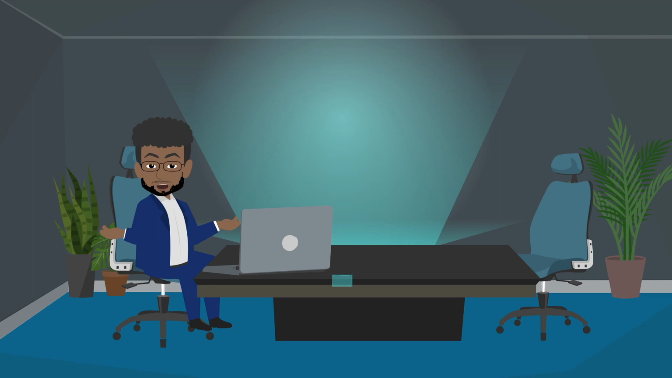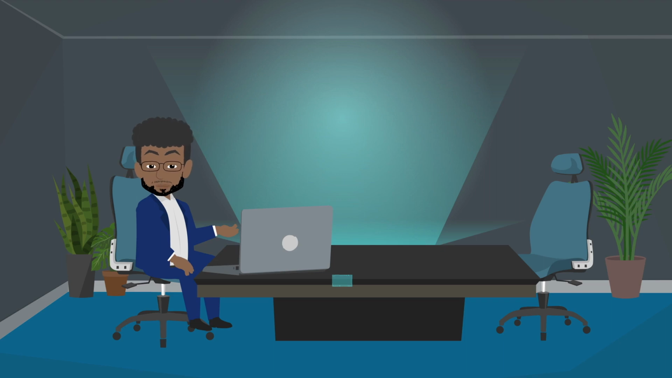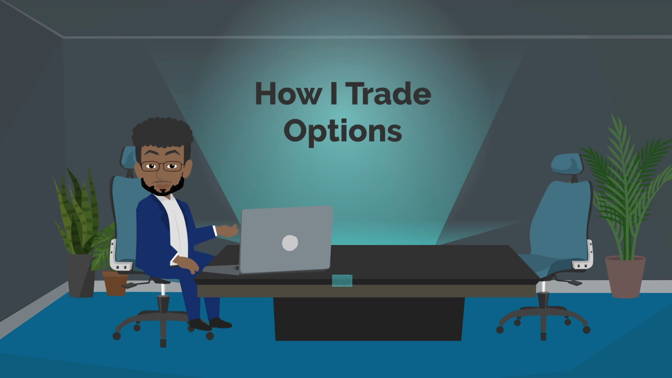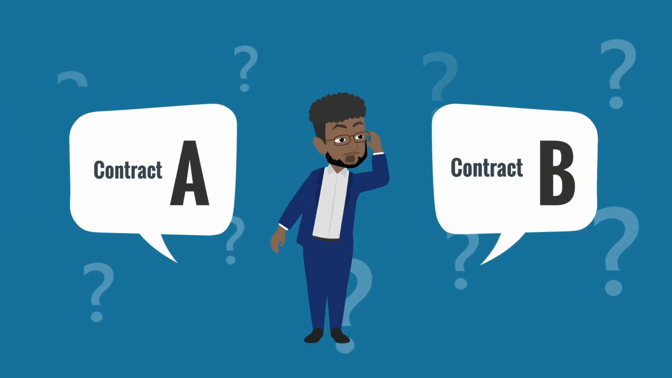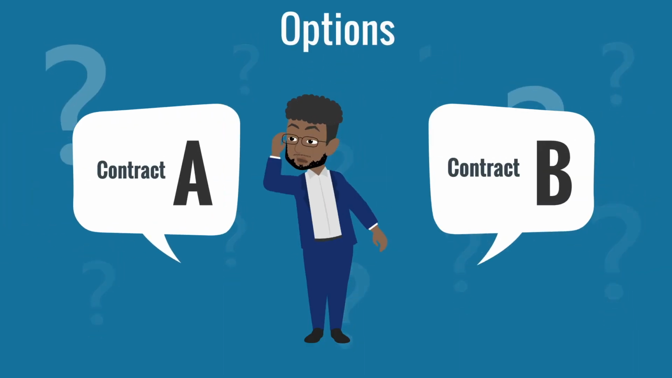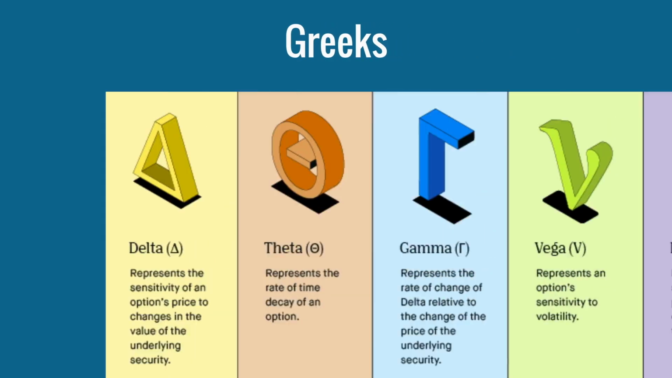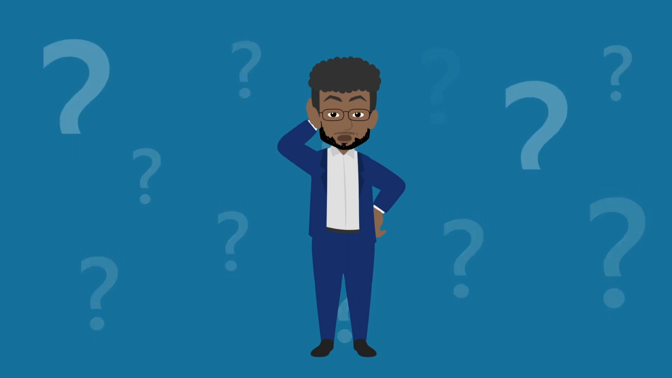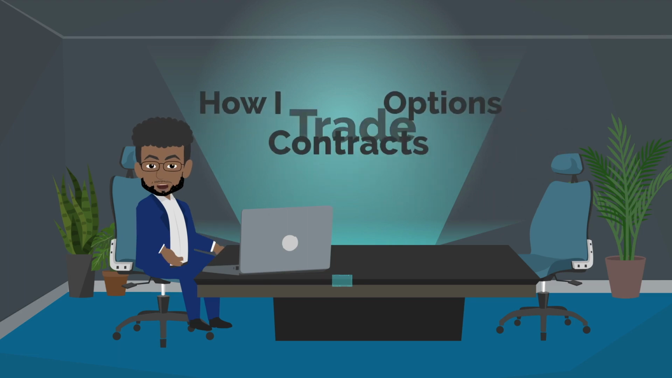I'm here animated, wanting to share with you guys how I trade options. As many of you already know, my instrument of choice is option contracts. It could get a little bit confusing at times as to what contract to choose, what strike price, and they have a bunch of things called the Greeks, which at times can be very confusing to new traders. So I'm going to share with you guys what I look for and how I trade option contracts.